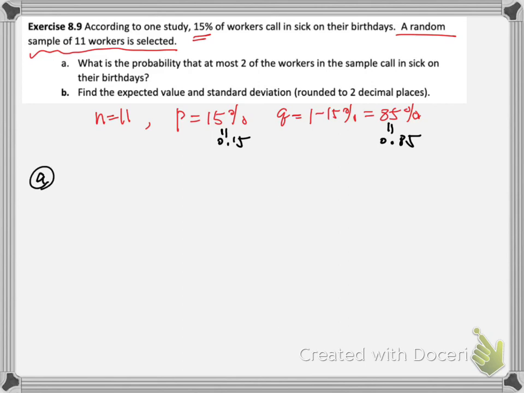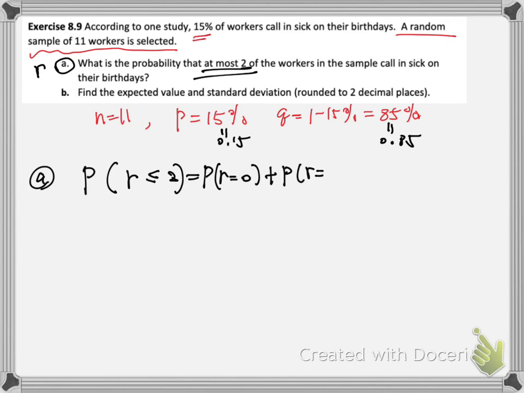So now we are ready for question 8. They said at most 2 workers call in. So that means R is at most 2. The A part is always for R. So we want to find the probability R is less than or equal to 2. Then we have to list out the possibilities. So nobody calls in, that's 0. And then 1 employee calls in, and then the other case is 2. So that means at most 2 workers.